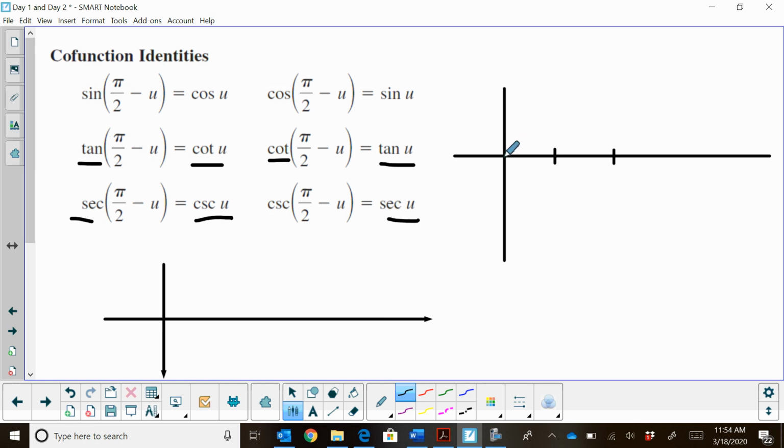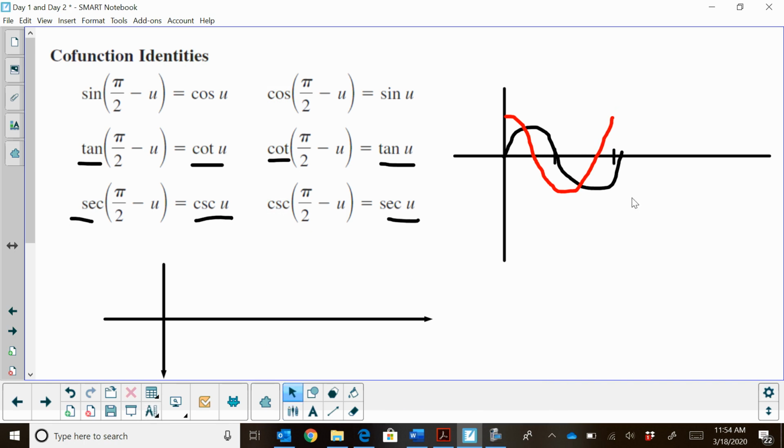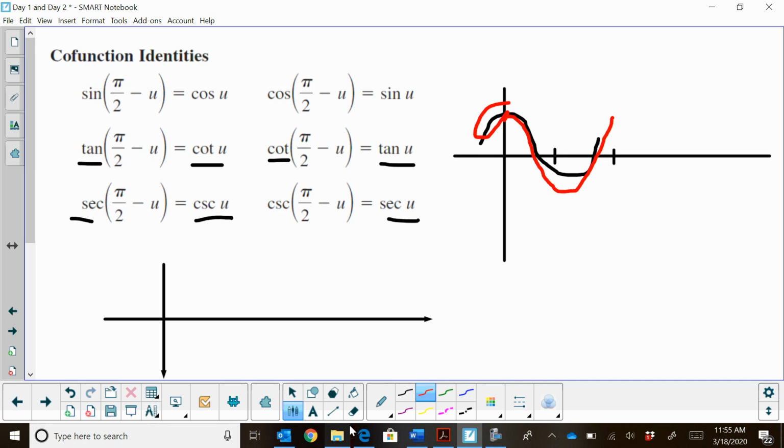So I'm just going to sketch a sine graph for a second so you can see what I'm talking about, the 90 degrees. There's your sine graph. And what do we know about cosine? It's 90 degrees off. And if I take those and I shift them, they land on each other. They're just shifted by 90 degrees. So you can kind of see that shift.